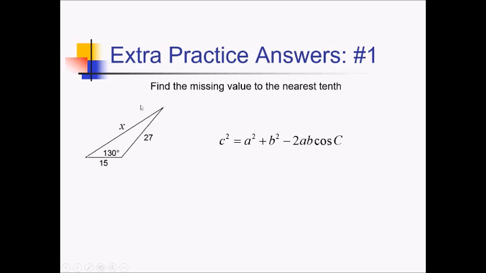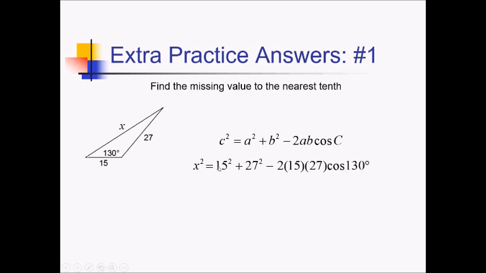So for c squared, we've got x squared. And then a and b are our two sides that they gave us. So 15 squared plus 27 squared minus 2 times 15 times 27. Don't forget the 2 there. And then we have cosine of our angle, 130.